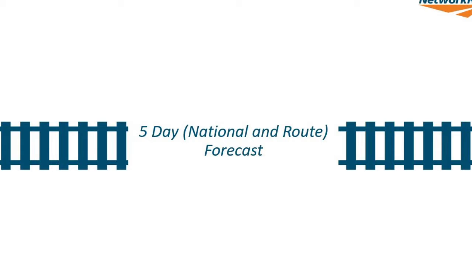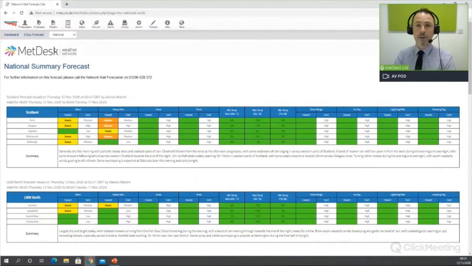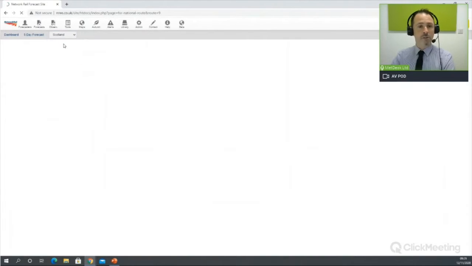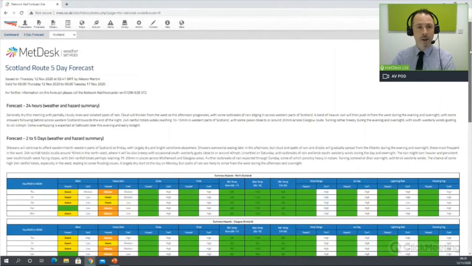Now, as I said before, this is kind of the gold standard product here. All of this is completely manually produced by our team of meteorologists. They work through the night to issue these forecasts at 3 AM daily, and it's a hazard-based forecast. So in order to make a point, I'm going to home in on a couple of routes. So let's look at the Scotland route just for an example, so we can describe here what we're looking at.